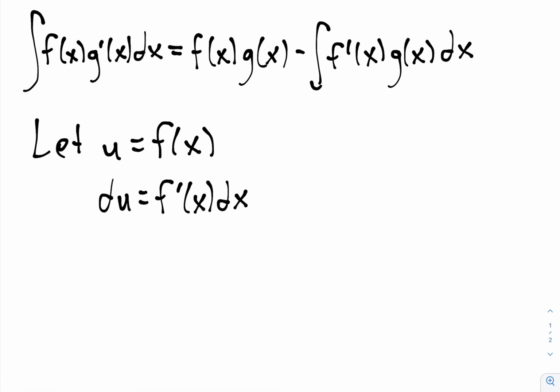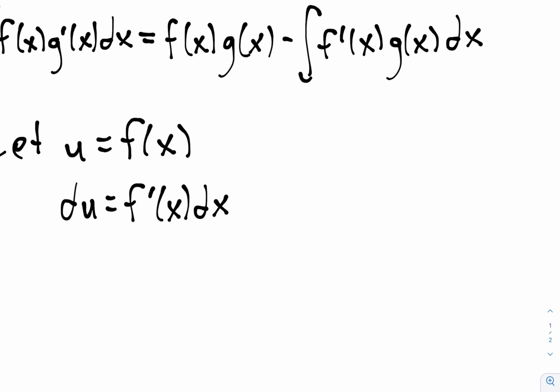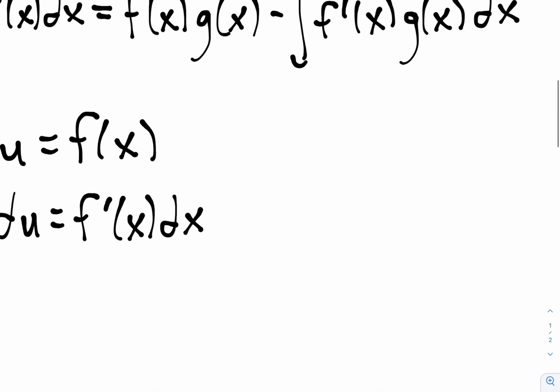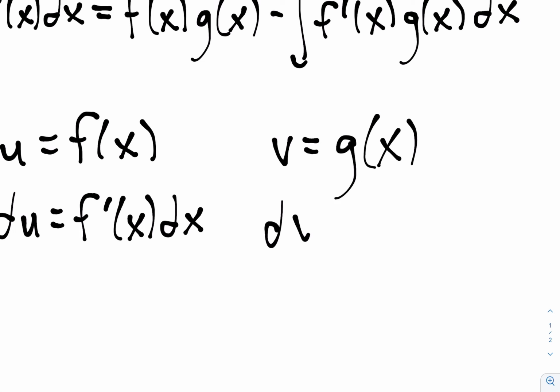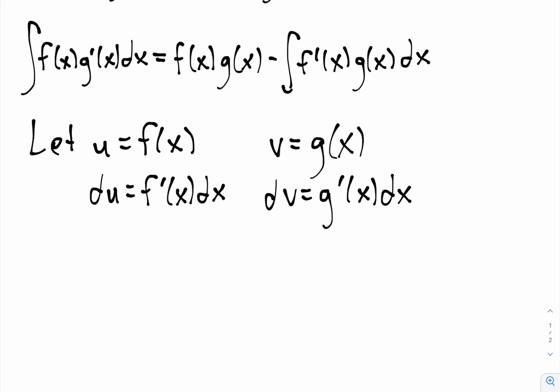Okay, and we use u for f, and for g we're going to use v. So u and v are the standard letters that we use here. If we know that v is going to be g of x, that means that dv is going to be g prime of x dx. So to rearrange this formula, all we do is plug in these letters where we see its corresponding value.